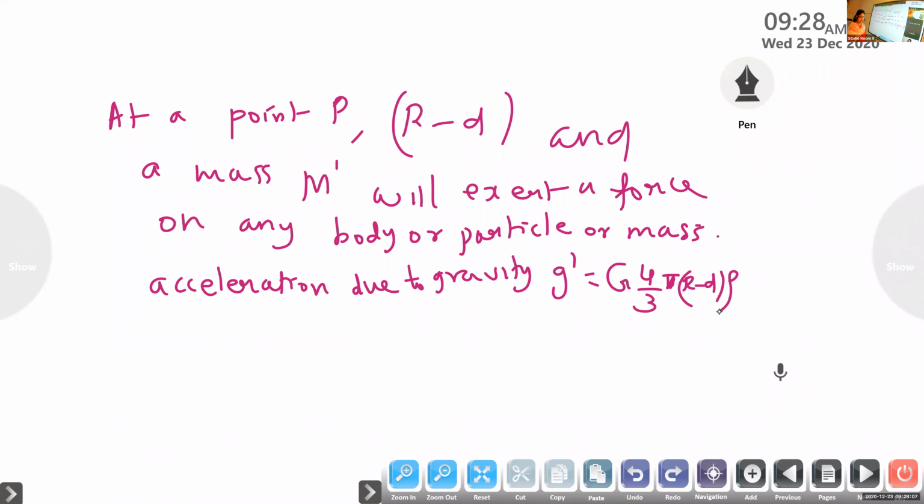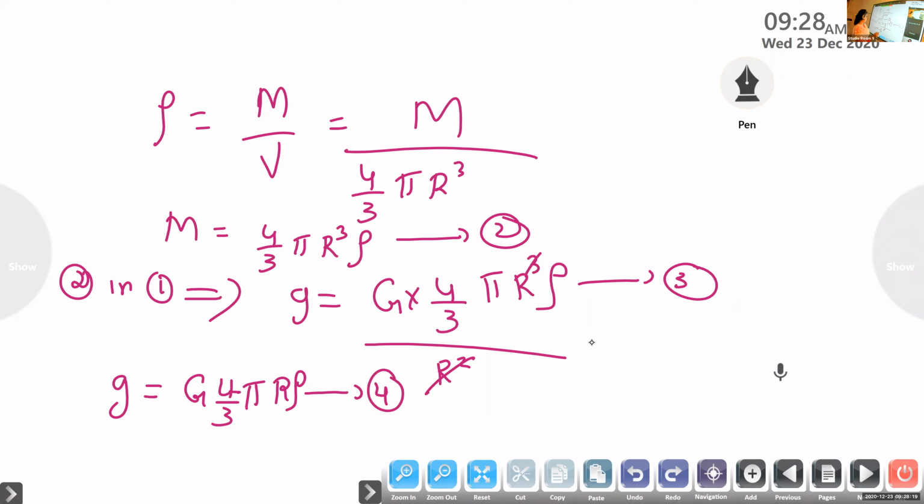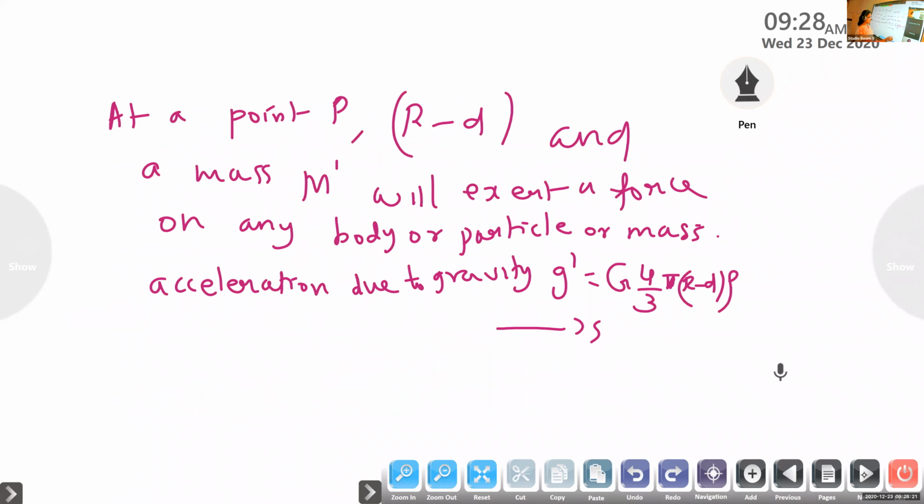G dash equals G times 4/3 pi, and instead of R, we substitute R minus D, rho. So this is equation 5. Correct. Equation 5, same as it is, divide equation 5 by equation 4.